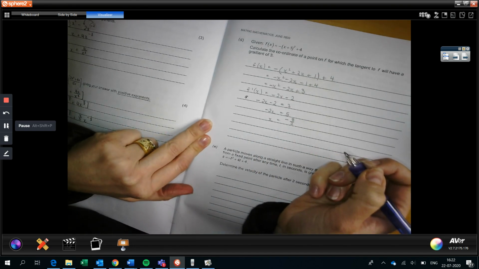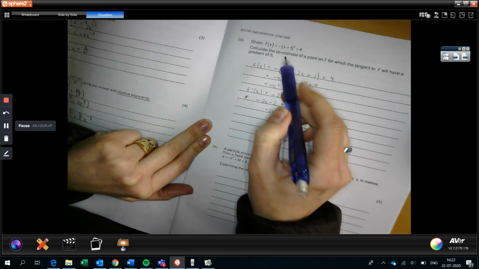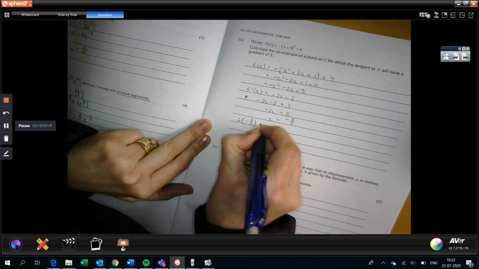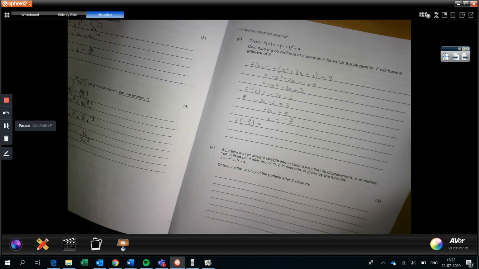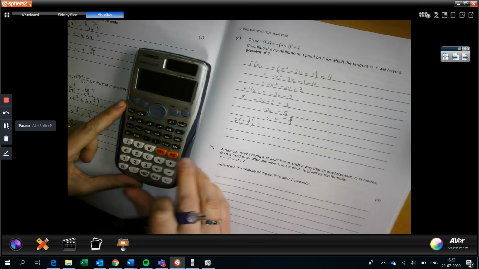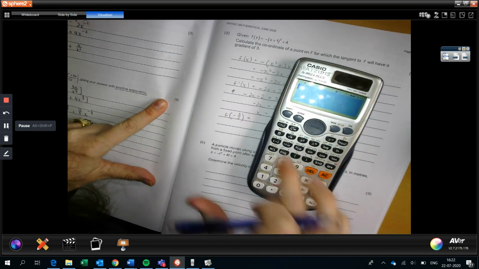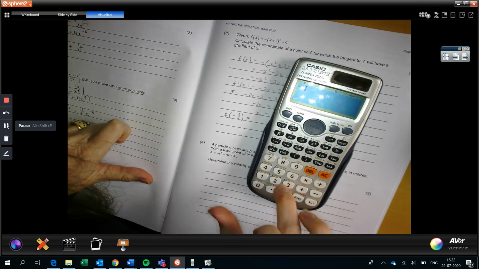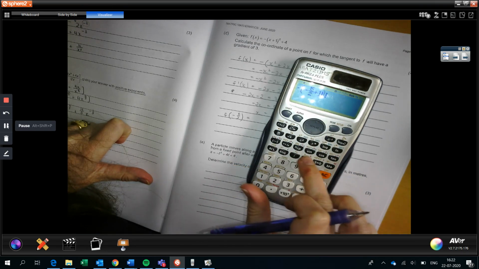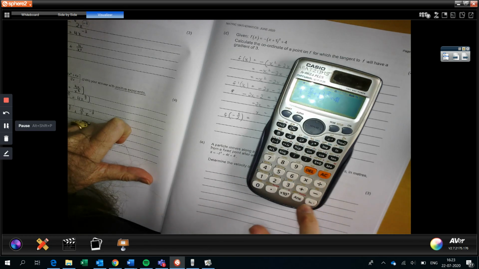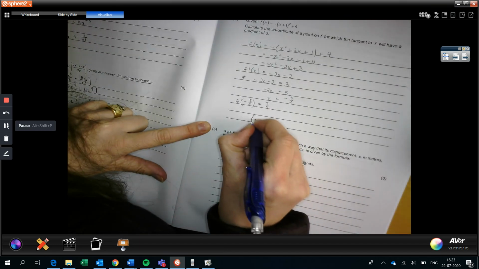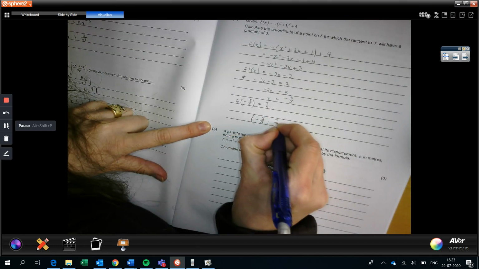We need the y coordinate. So we're going to take this x coordinate and substitute it back into the original. So we're working out the f of negative 5 over 2. And you can just put that into the calculator straight away. And we're going to say, can you see my calculator here? Negative. And we're going to have negative 5 over 2 plus 1 all squared plus 4. And that gives me 7 over 4. So the coordinate of the point is negative 5 over 2, 7 over 4.